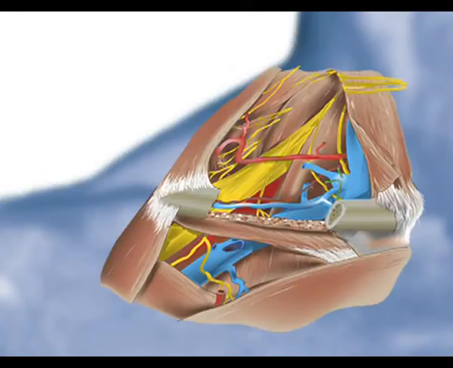The roots of the brachial plexus travel close to each other and confluence at the lateral border of the scalene muscles to form the trunks just above the first rib. This is the location of the supraclavicular block.